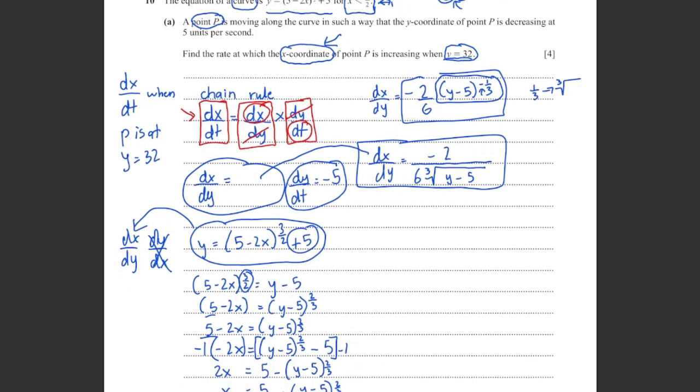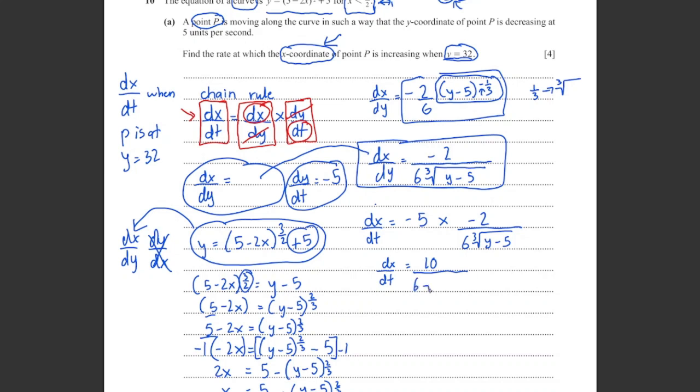So that's what I'm going to do. My dx over dt is basically going to be minus 5 multiplied by this entire thing, which is minus 2 over 6 cube root of y minus 5. And so dx over dt is basically going to be 10, because negative 5 times negative 2 is 10.